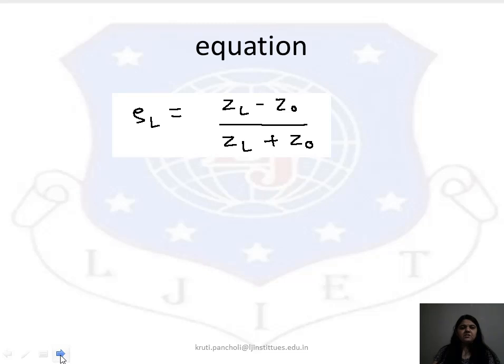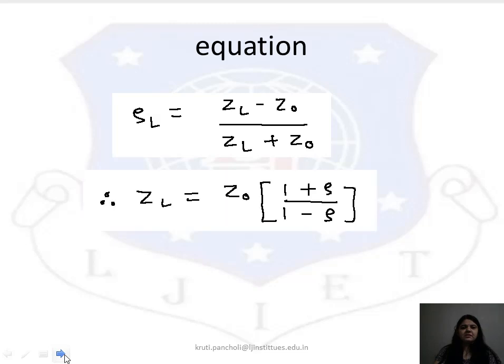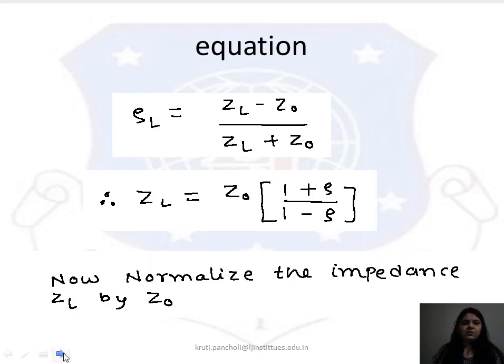First of all, we know the equation for the reflection coefficient. It is rho L equal to ZL minus Z0 upon ZL plus Z0. Therefore, we can rewrite the equation of ZL. It is equal to Z0 times (1 plus rho upon 1 minus rho). Here I am assuming rho L is equal to rho.